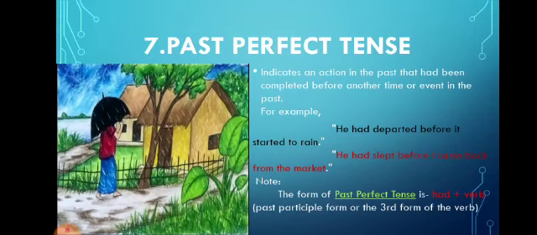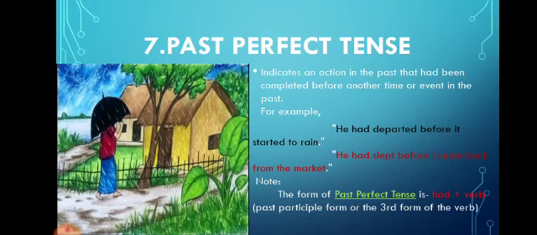Past perfect tense, the seventh tense, which indicates an action in the past that had been completed before another time or event in the past. Action took place at one point of time in the past, and later the result comes in the next. But both the actions take place in the past only. That's why the sentence is constructed in past perfect tense.